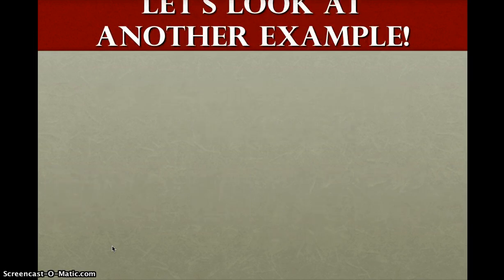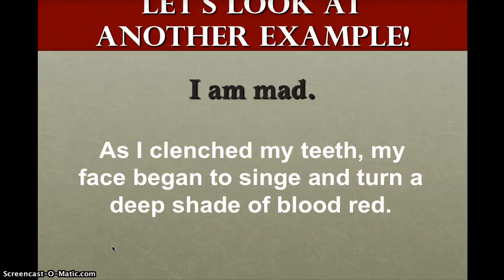So let's take a look at another example. I am mad. Okay, again, that's just telling the reader. And again, a good way to think about this is that a second grader can write this. There's nothing unique about it. There's nothing interesting about it. As I clenched my teeth, my face began to singe and turn a deep shade of blood red. So again, that clenching of the teeth, and the heat that starts to rise in our face when we get really angry. So this is showing the reader instead of telling them, by tapping into those five senses to describe what you're talking about.